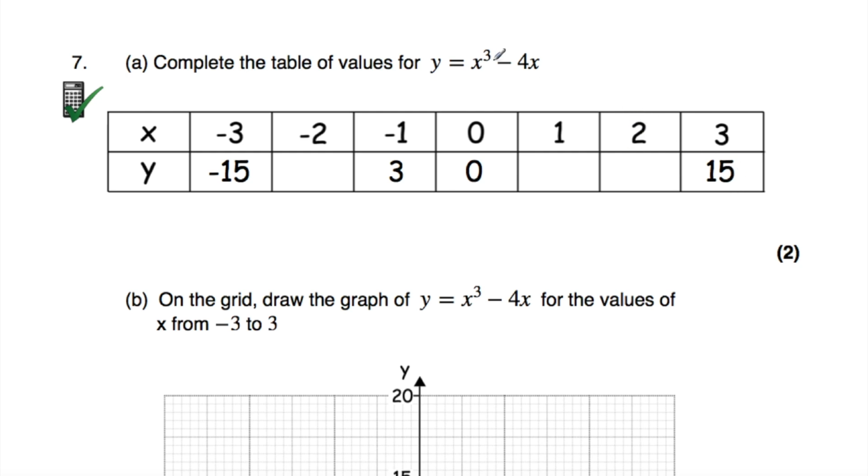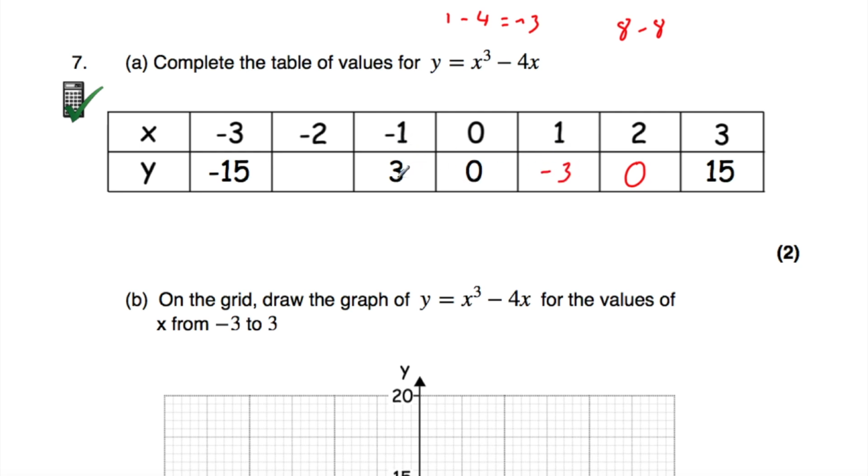Okay, here 2 cubed is 8. And then we're going to take away 4 times 2, and 4 times 2 is 8, so 8 take away 8 would be equal to 0, so that would be 2 across 0 up. This one here, we're going to do 1 cubed, which is 1, and then take away 4 times 1, which is 4. 1 take away 4 is negative 3, so negative 3 there.